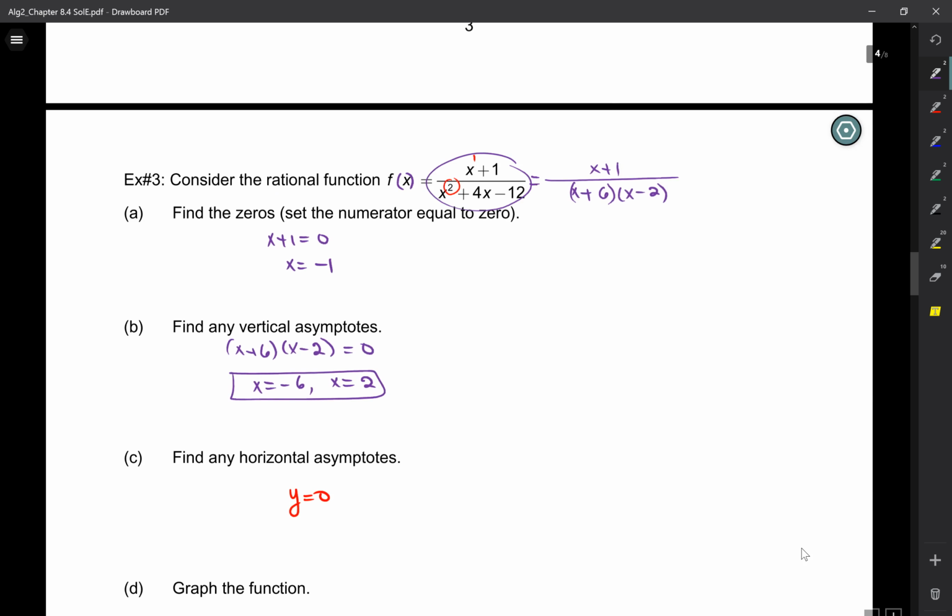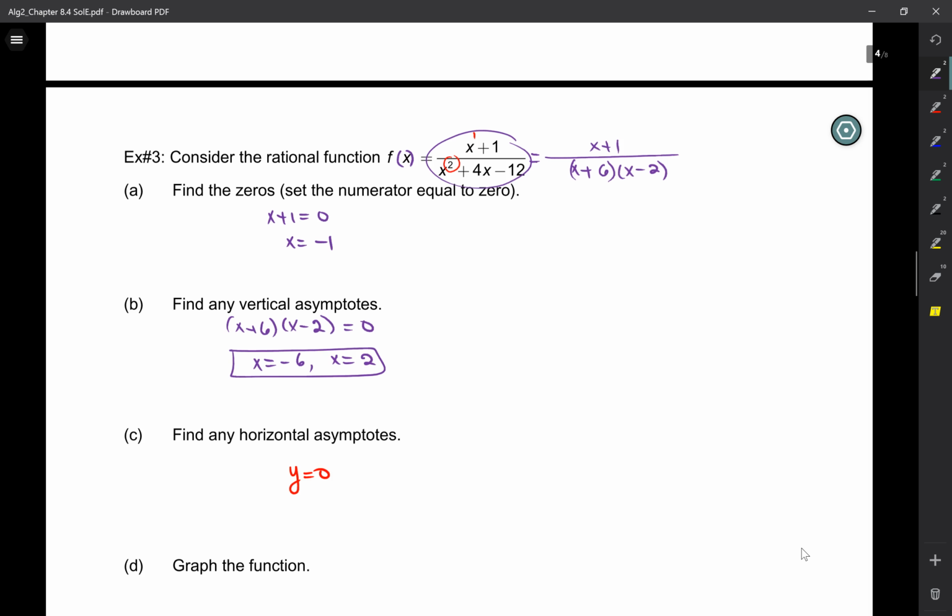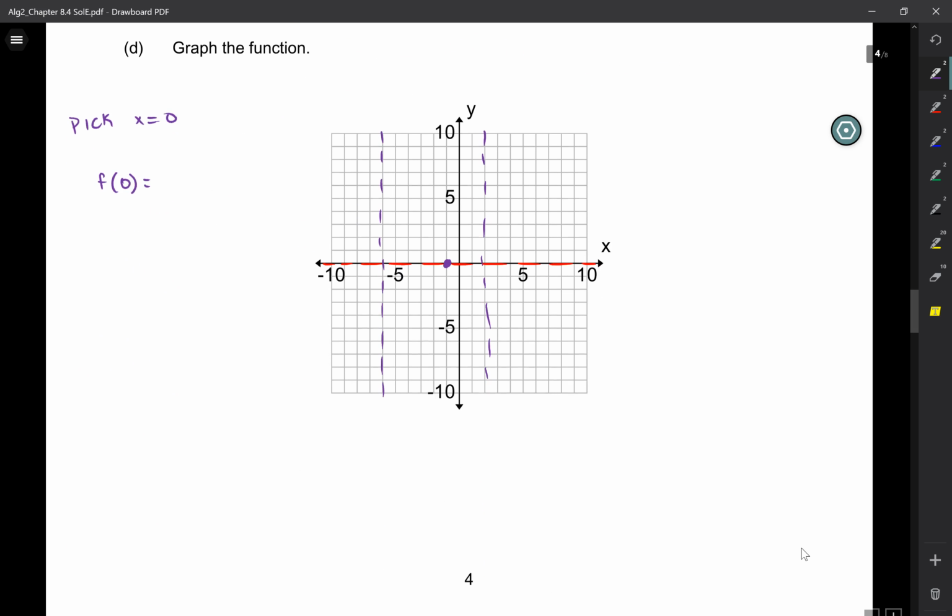So if I plug 0 into the numerator, what do I get? 1. And in the denominator, what do I get? Negative 12. So this gives me 1 over negative 12, which is a negative number here. So what does that mean? It was the second option, right? My graph is going to look like this.